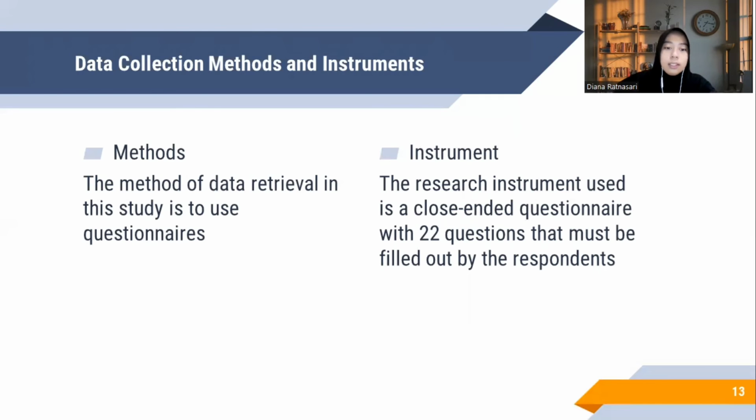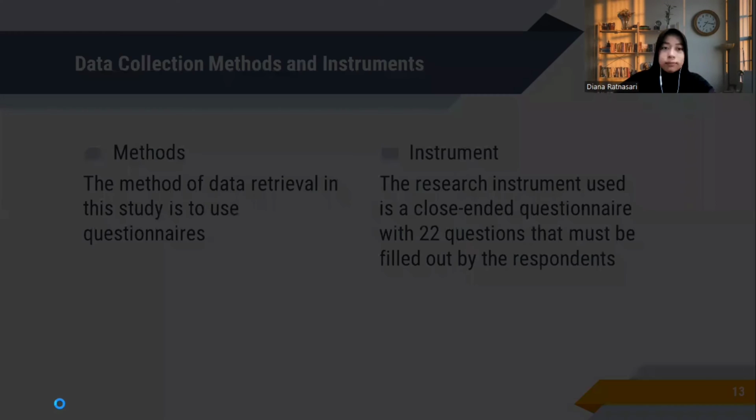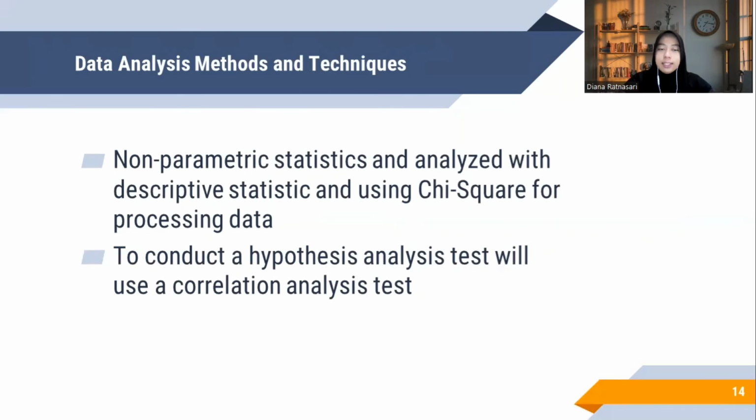Now, we move to the data analysis methods and techniques that I use in this research. I use non-parametric statistics and analyze with descriptive statistics and using chi-square to process data. So the data processing technique will be carried out by the chi-square, and to see the relationship that occurs, it is carried out by regression, that is, a correlation test.